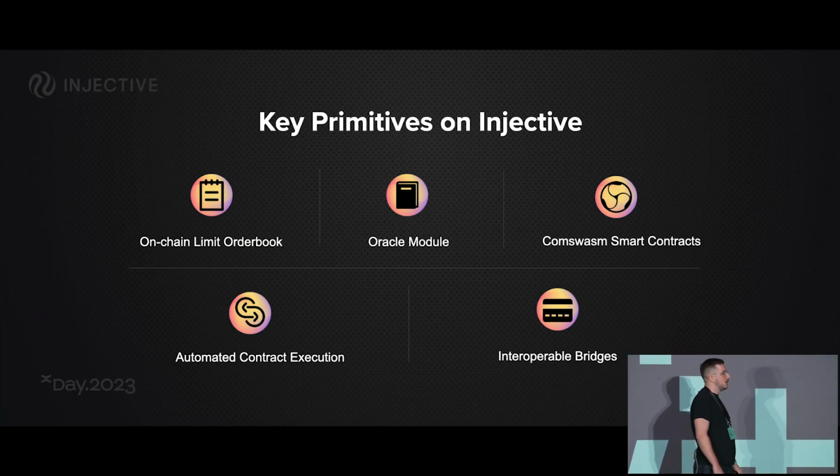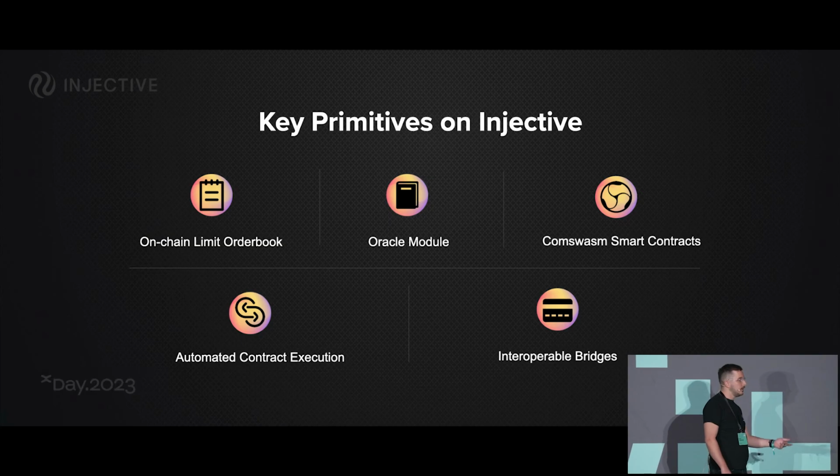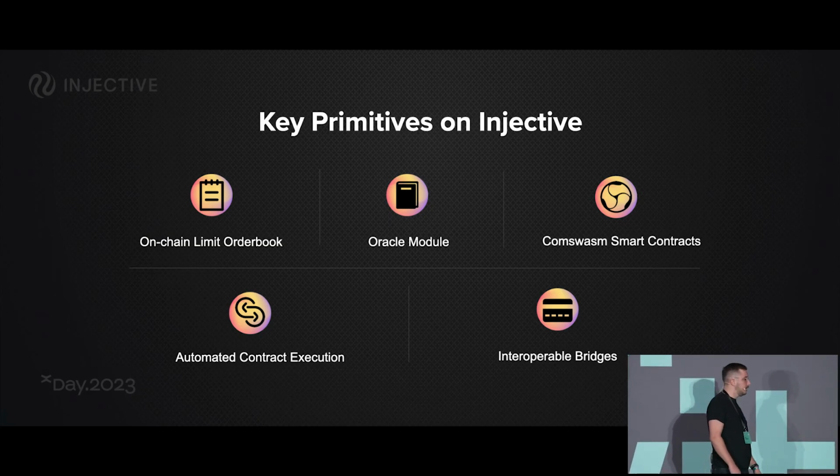What's interesting to mention about Injective is that it also has its own fully decentralized ERC20 token bridge, which allows for Ethereum assets, ERC20 assets, to be natively transferred to Injective, which is one of the cool things about Injective, and is the first one in the Cosmos ecosystem to do so.